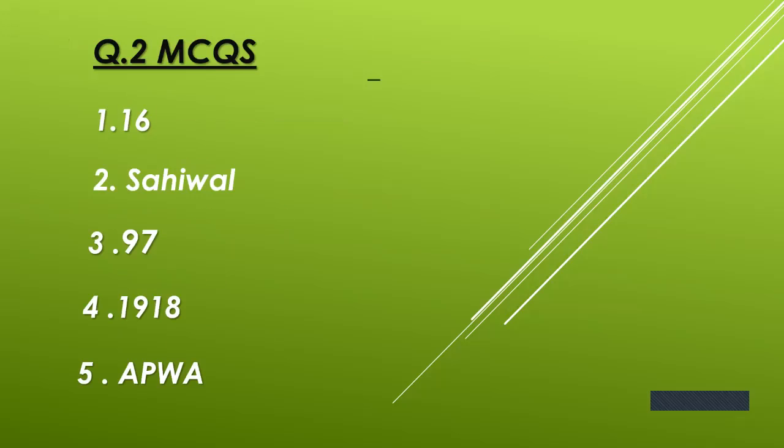Question number two, MCQs. Historic city of Taxila lies at the distance of about 16 kilometers from Islamabad. Harappa is situated in the district of Sahiwal. Number three, dash percent people of Pakistan are Muslim. In your book, the options are given 80, 70 and 97. In your book, it may be written 96% population. We discuss this in the common characteristics of the Pakistani culture. More than 96% of the people in Pakistan are Muslims.